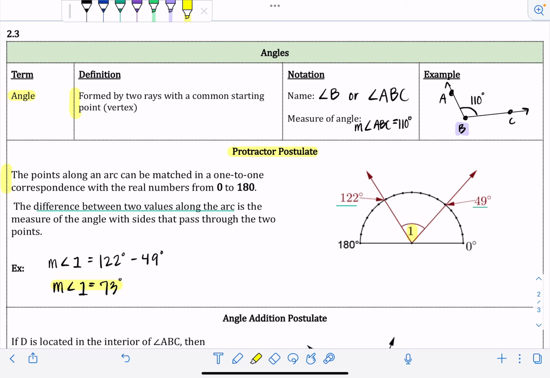So the protractor postulate pretty much says that we can take an arc and, if you were to picture placing a protractor over your arc and assigning it number values, we can find the angle with that protractor by finding the difference between the two values that the arc lines up with.